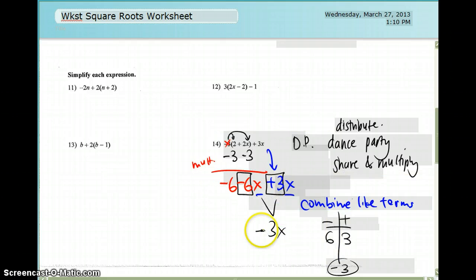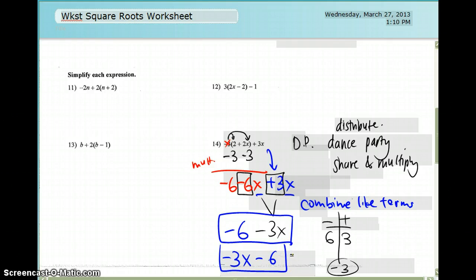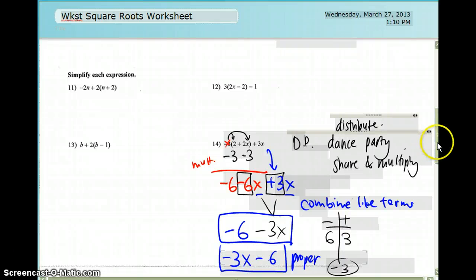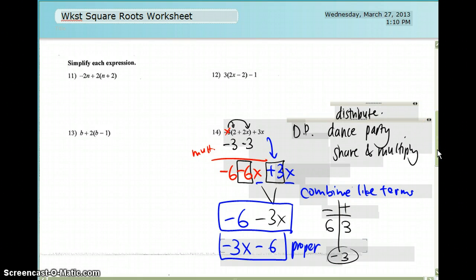And then I'm going to write the negative 6 in front of the minus 3x, and I can write it just like this. Actually, the best way to write it is like this because it's the proper way. So you'll always see your answer like the last answer. But really, they're the same thing. You do that for all of them. I know we went over number 11 in class at least, so I'm not going to do those ones again for you.